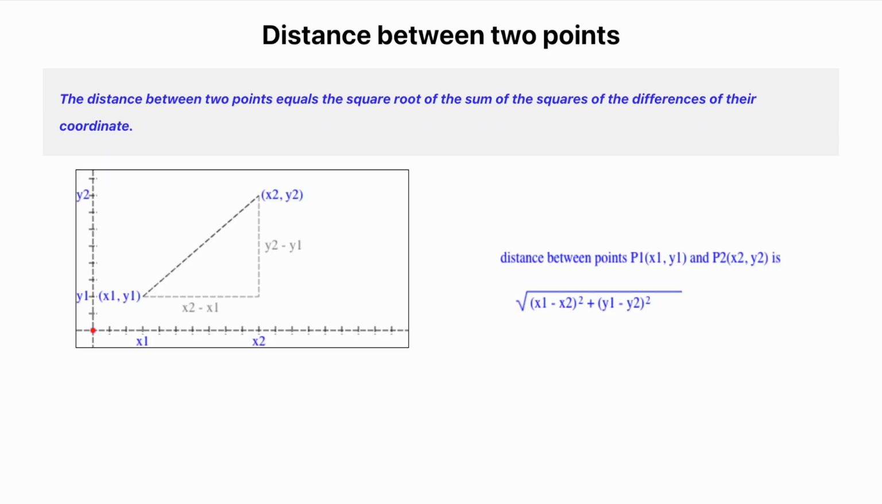Distance between two points in a plane. The distance between two points equals the square root of the sum of the squares of the differences of their coordinates. Let P1 is equal to x1, y1 and P2 is equal to x2, y2. Then by Pythagoras theorem, the distance between two points can be given by root of x1 minus x2 the whole square plus y1 minus y2 the whole square. For example, here x1, y1 is 3, 2 and x2, y2 is 10, 8. So the distance between two points is square root of 85.